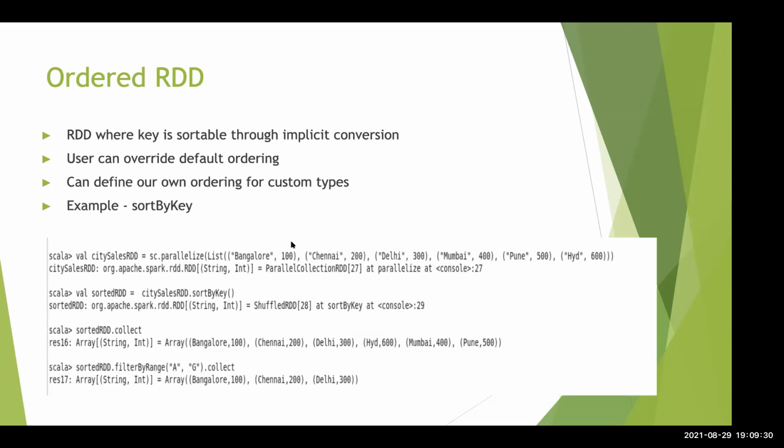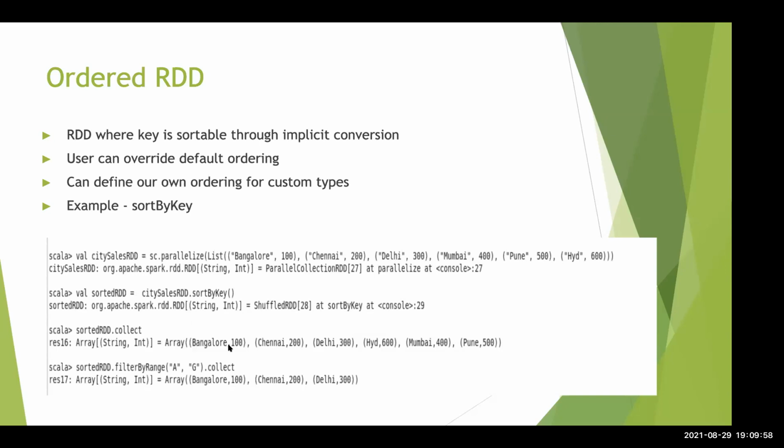Ordered RDD, where the key is sortable, correct? Where we can sort the keys. You can define your own ordering for custom types. So for example, sort by key. This is an example. I have created a paired RDD with the city and some number. Then I sort by key, so it gives me a shuffled RDD.